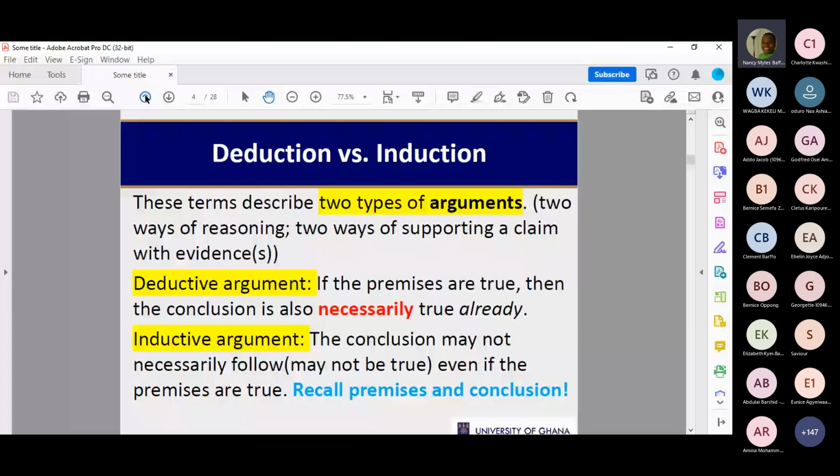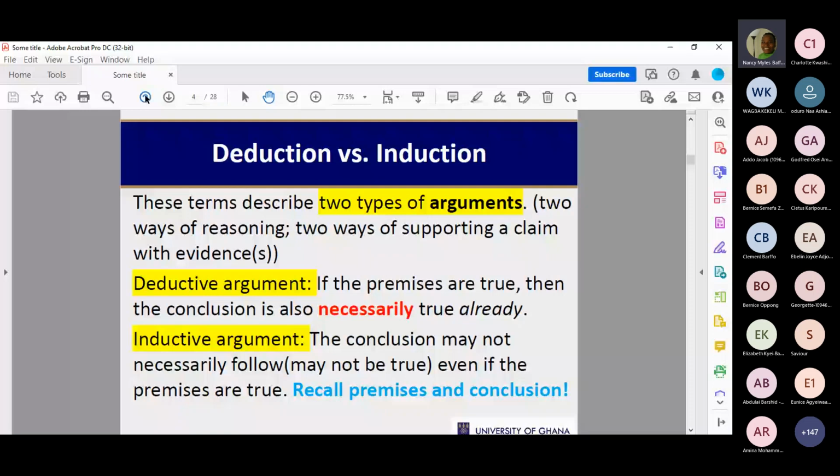Okay, two types of argument, two ways of reasoning, two ways of supporting a claim with evidence. One is called deductive argument. The other is called the inductive argument. Now, an argument is deductive if, as soon as you assume that the premises of that argument are true, it will mean that the conclusion will also be true, necessarily. Then it means that argument is a deductive one. It means you deduced the conclusion from the premises.